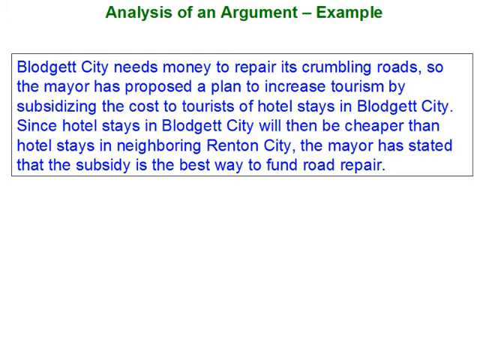Well, he really just has the one reason, that since the hotel will be cheaper in Blodgett than it is in Renton, we're going to make enough money to fund the repair. Clearly, you can see that this argument has a number of issues.